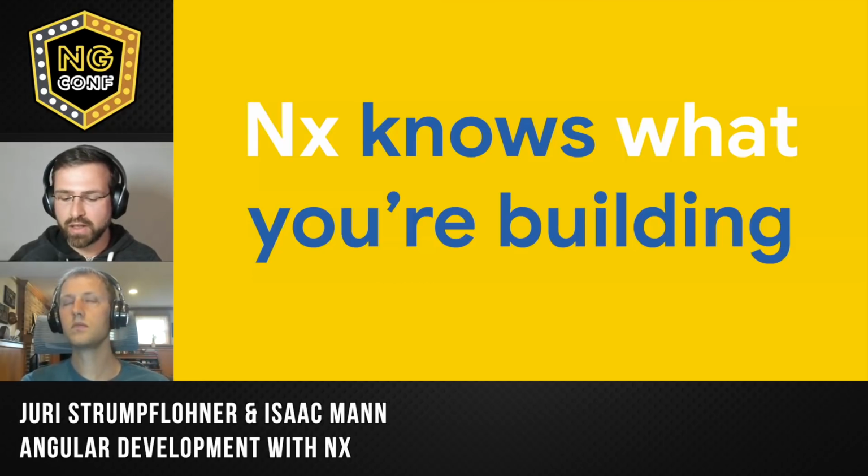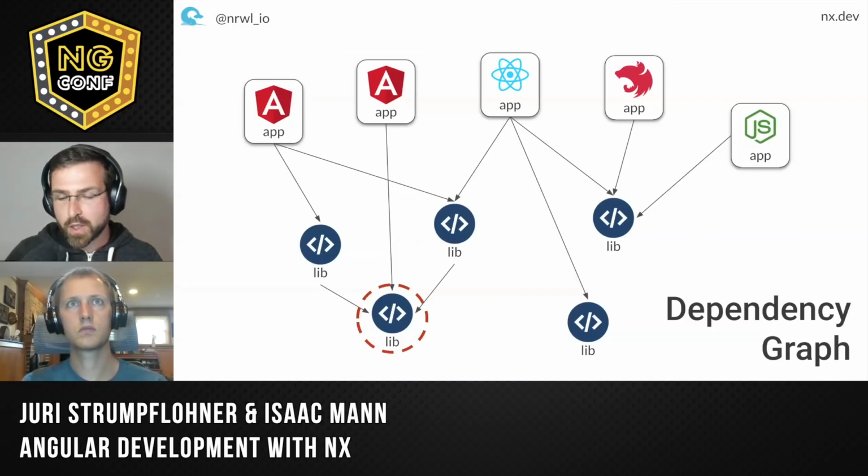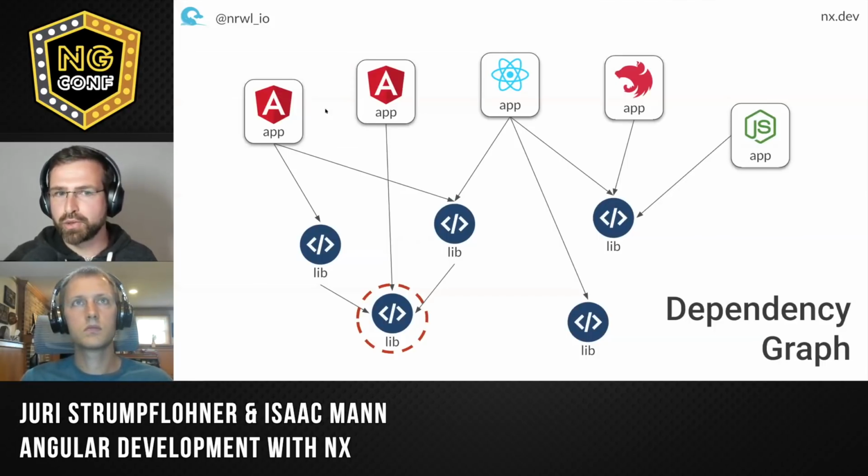And the main thing NX does here is it actually knows what you're building. And that's actually what Isaac has shown you in his demo, right? When he showed you that dependency graph. So these pictures, which I'm showing here for illustration purposes, are actually the dependency graph NX has behind the scenes. So it knows how the different apps and libraries relate to each other, and therefore it can also leverage that to speed up things.